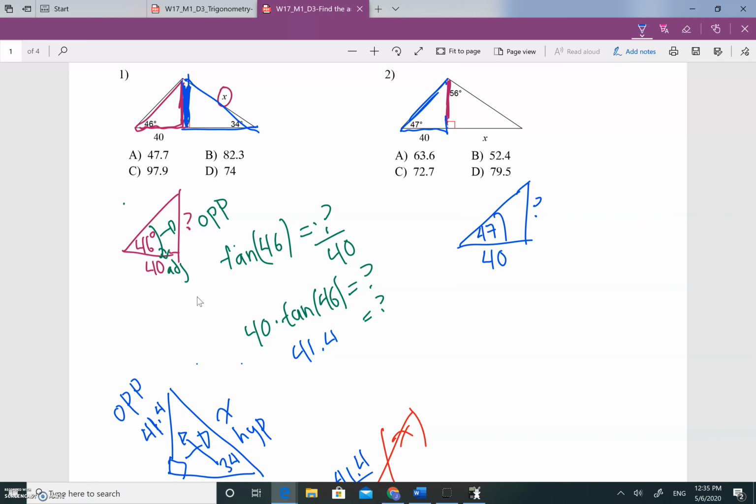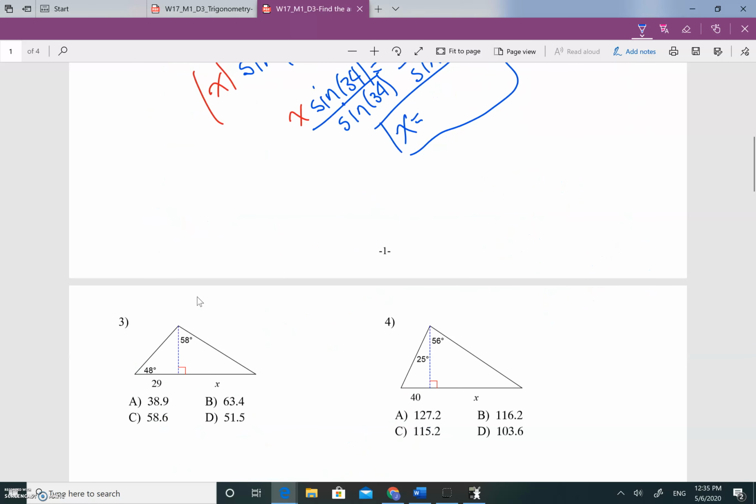And now, which function should you use? Well, this is going to be my opposite, and it's my adjacent. So opposite and adjacent, that's tangent. So it's going to be tangent of 47. You base it on what you are given. In this case, because we're given the opposite and the adjacent, I have to use tangent. But you're not always going to be given tangent. It's possible that they might give you, for example, sine or cosine as well. So tangent of 47 is equal to question mark over 40.